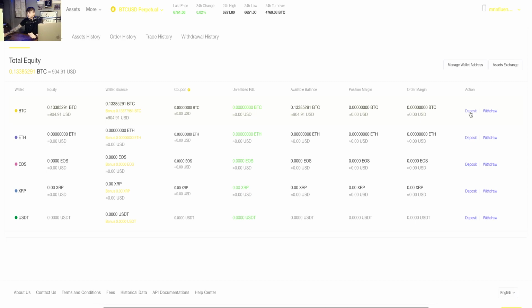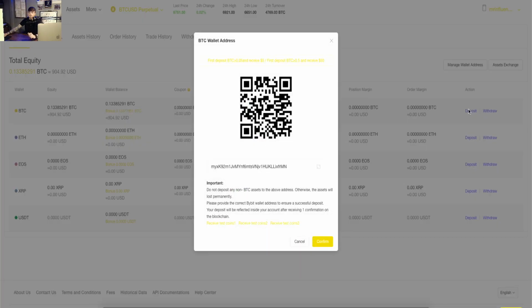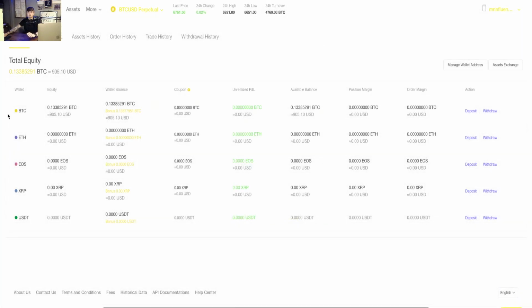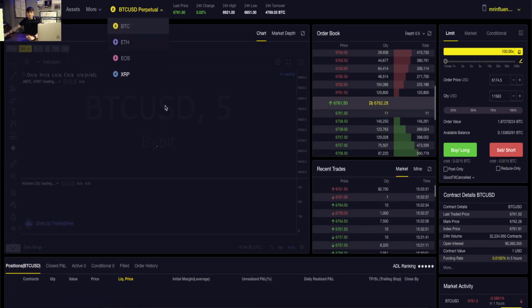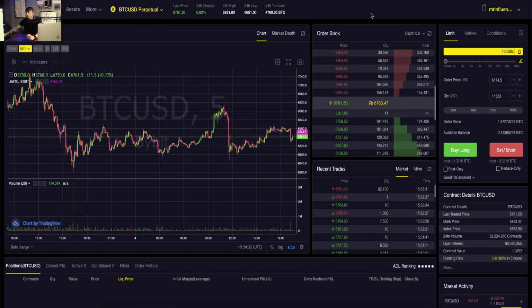So click deposit, and just like any other exchange, you get a screen like this. You get your deposit address or you get a QR code, and that's pretty much it. You deposit your money, you wait till you get it, and then you're gonna see a balance, and then you go up here and you scroll over BTC USD perpetual, and now you have your graph, you have your order book, you have your recent trades, you have your positions, you have all this cool little stuff.